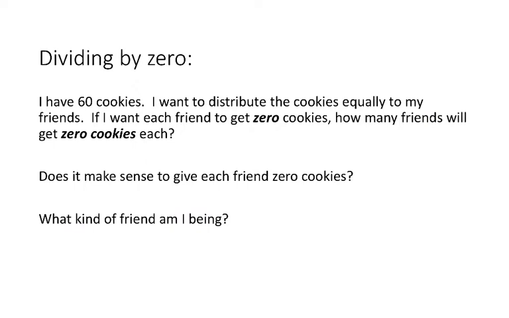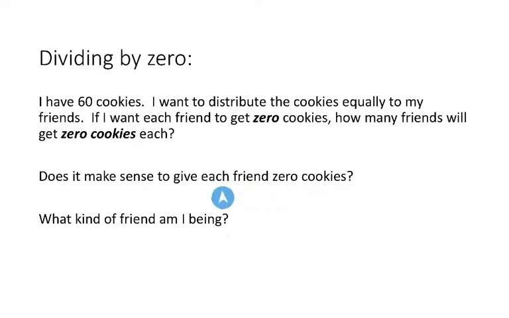Now, take that same scenario, and instead, I've got 60 cookies. I want to distribute the cookies equally to my friends. I want each friend to get 0 cookies, no cookies. How many friends will get 0 cookies? If you think about it, I can actually snap my fingers right now, and so can you, and give everyone in the world, and in the universe really, 0 cookies. I just did it. You could try this at home. It still works.